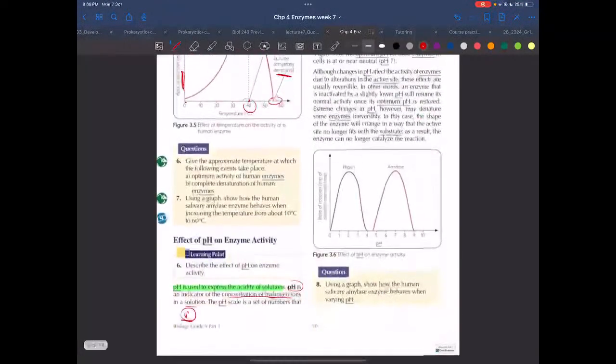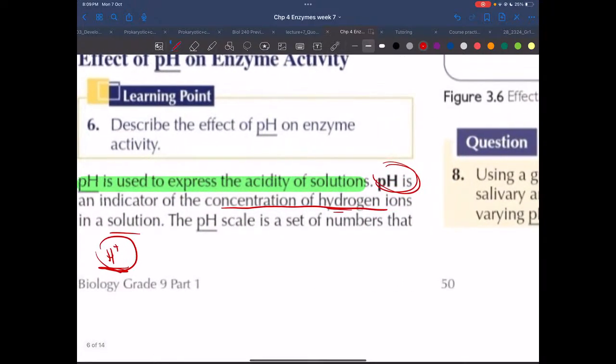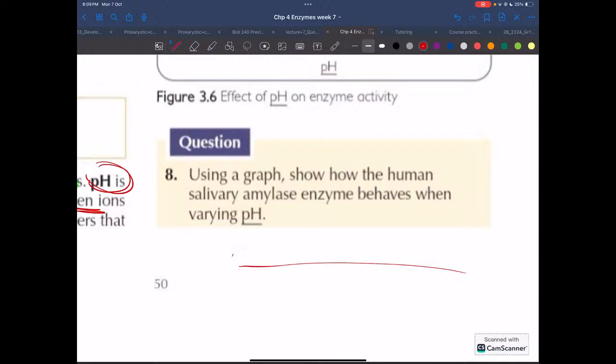Okay. For example, we said pH. What does pH do? It measures the concentration of hydrogen ions. The ranges are like this: 0, 14, and 7. A pH of 7 is neutral. Anything above 7, we call a basic solution. Anything below 7 is an acidic solution.